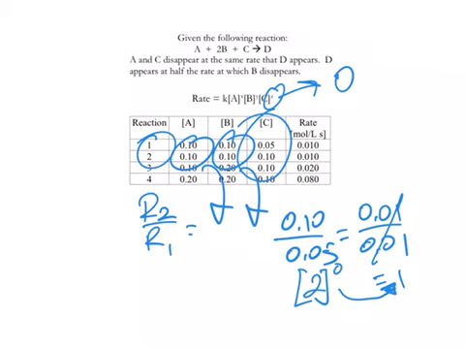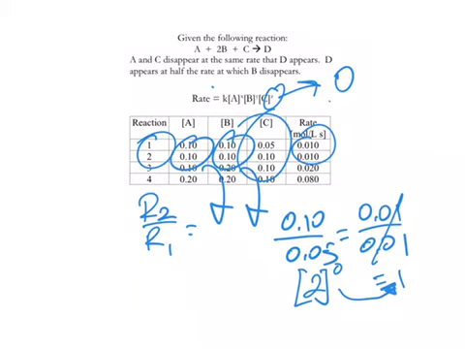No matter what I do with the concentration of C, it doesn't affect the rate. That doesn't mean that I don't have to have C in the reaction. It just means that altering the concentration of C doesn't affect the rate. So when you see that it's zero order, don't think, well, we don't need it.